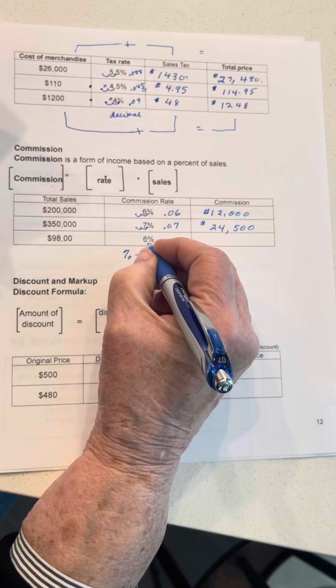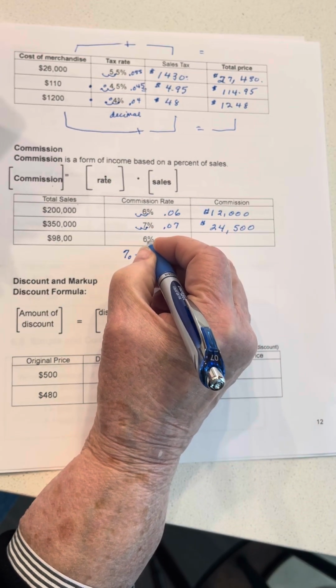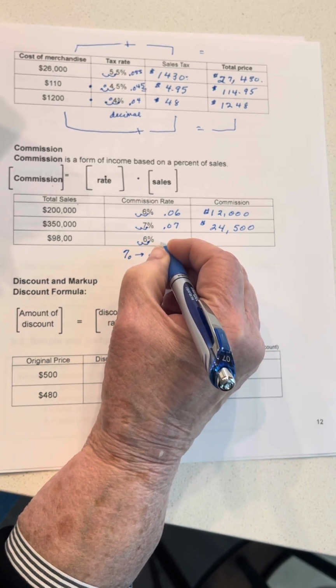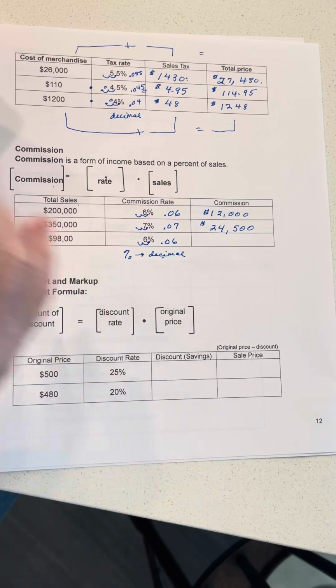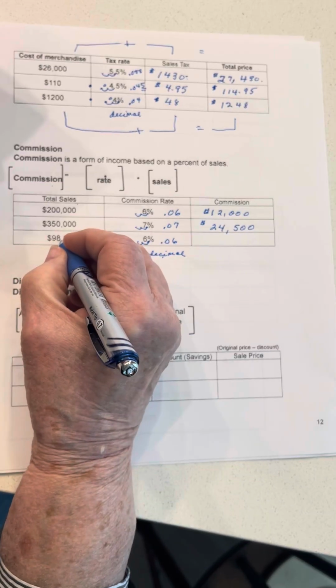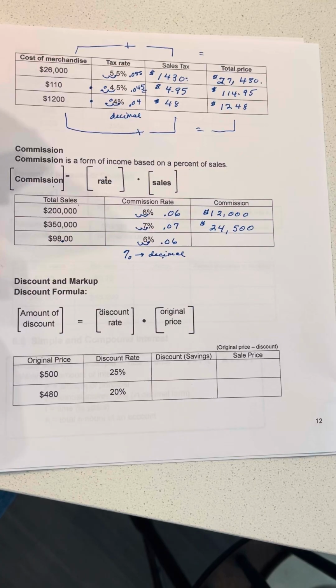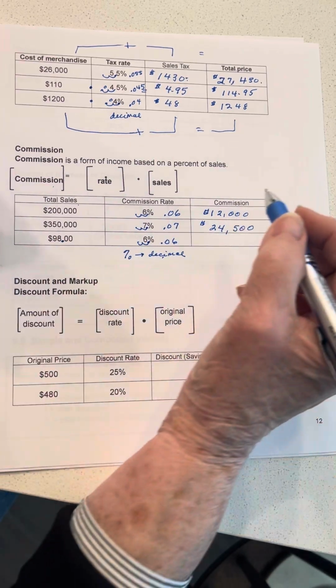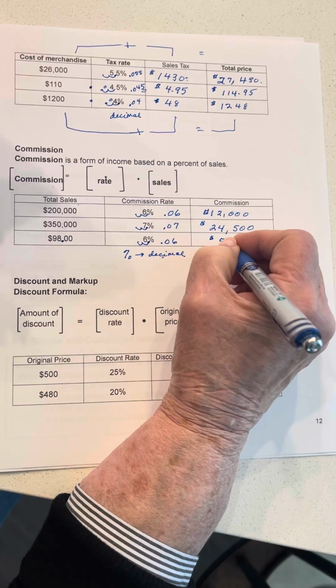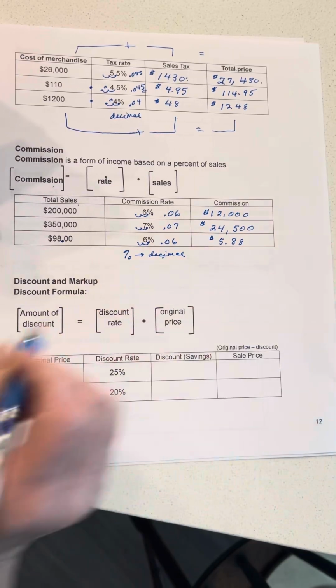And the last one, $98. And we're being paid 6% commission, so we'll move the decimal point 2 places so we have a decimal. So we'll multiply $98 times 6 hundredths, which is 6%. And our commission then is $5.88.